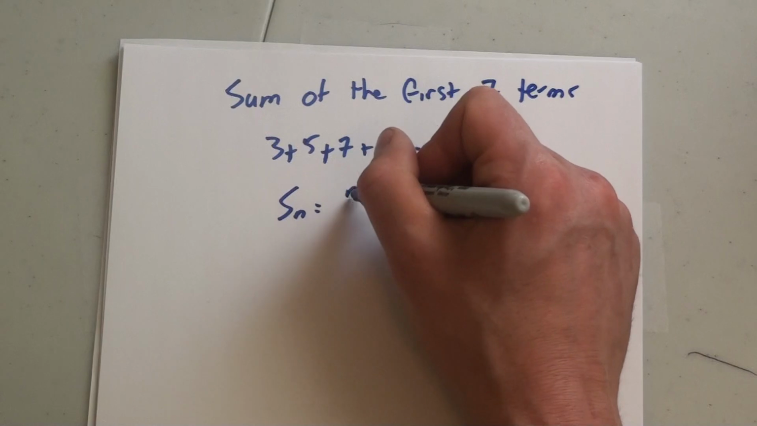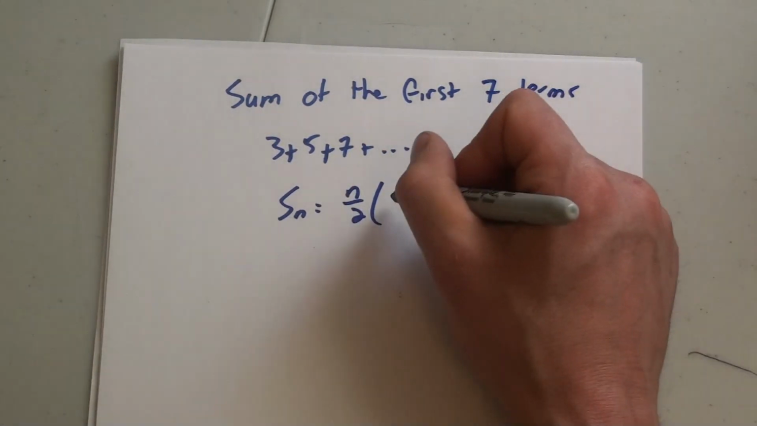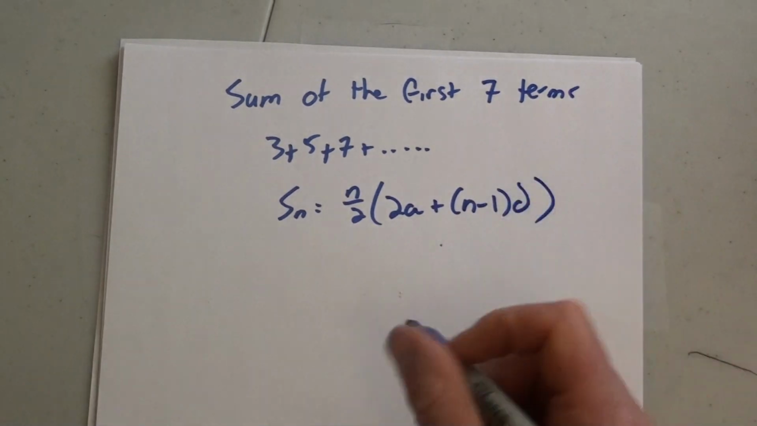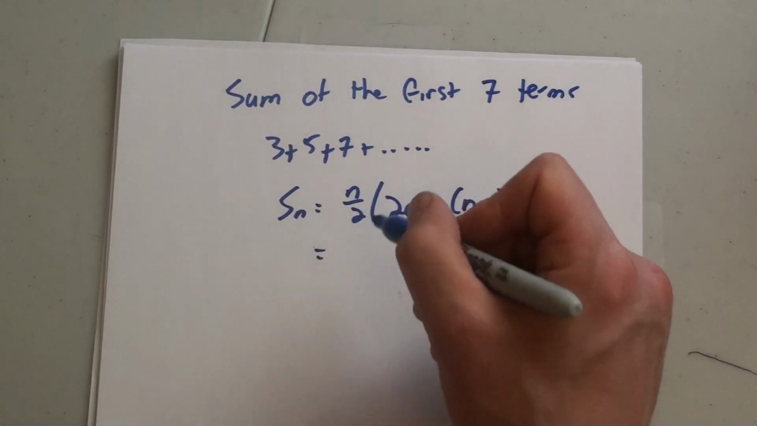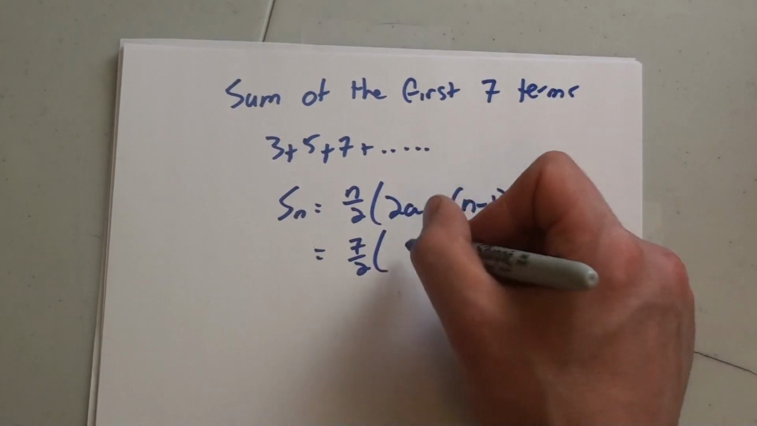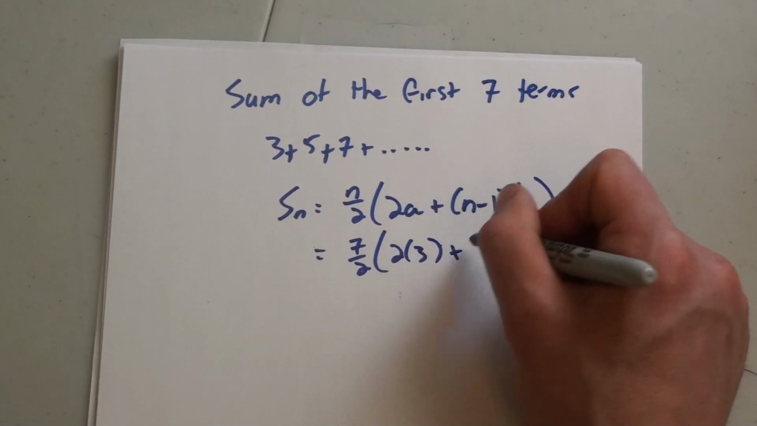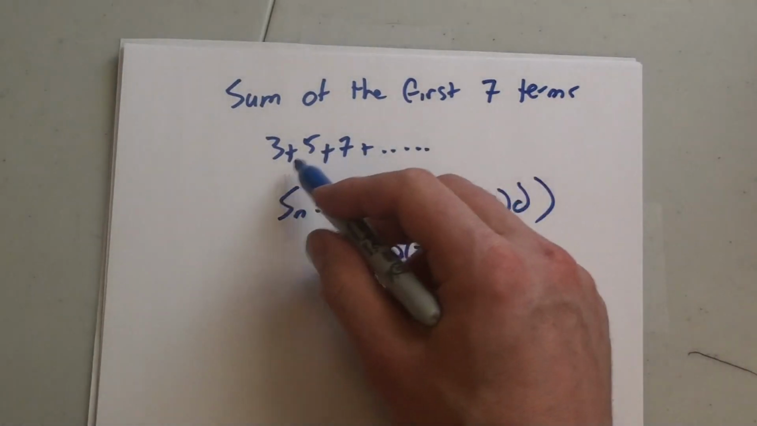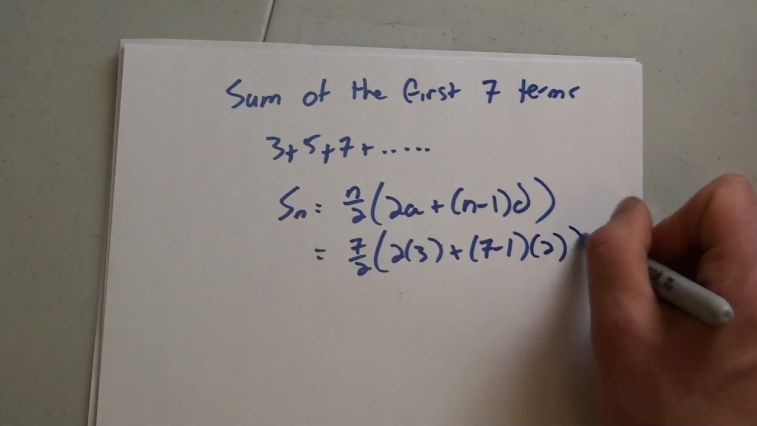Now I have n over 2 times (2a plus (n minus 1) d). My n was 7, so 7 over 2. My first term is 3, so it's going to go 2 times 3 plus 7 minus 1. And my difference, when you look at it, is going up by 2, so my d is 2.